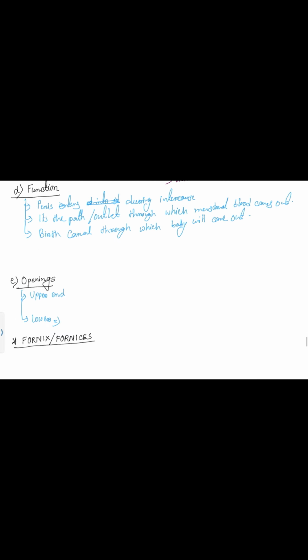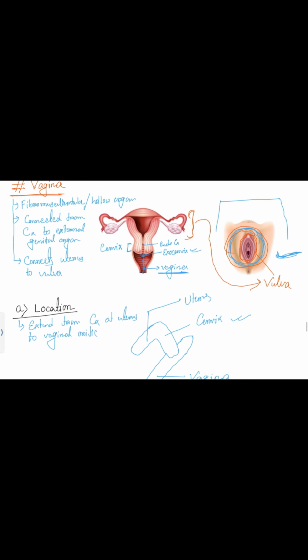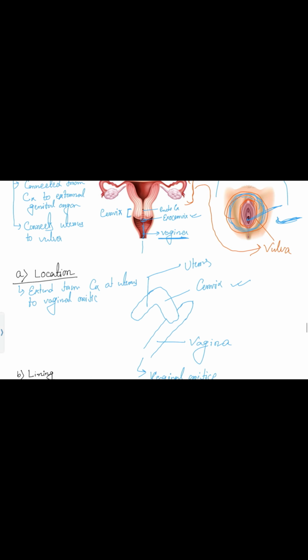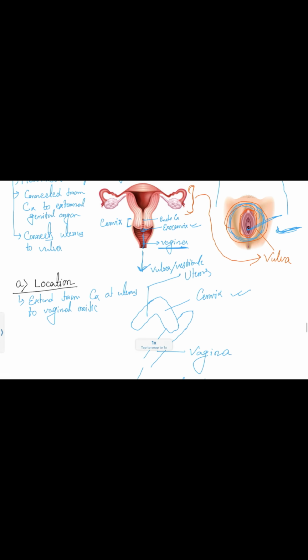Okay, now coming to the opening. Here you will understand the parts of this fornix. So the upper end of the vagina, upper end and lower end. As you know, this lower end opens here, in this portion. So the lower end of the vagina extends into the lower region towards the vulva, or vestibule. And the upper end is in this region.